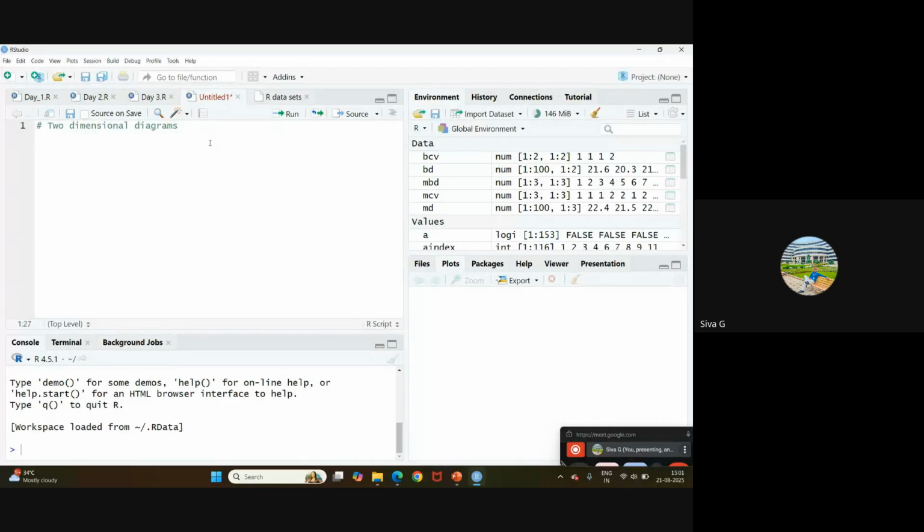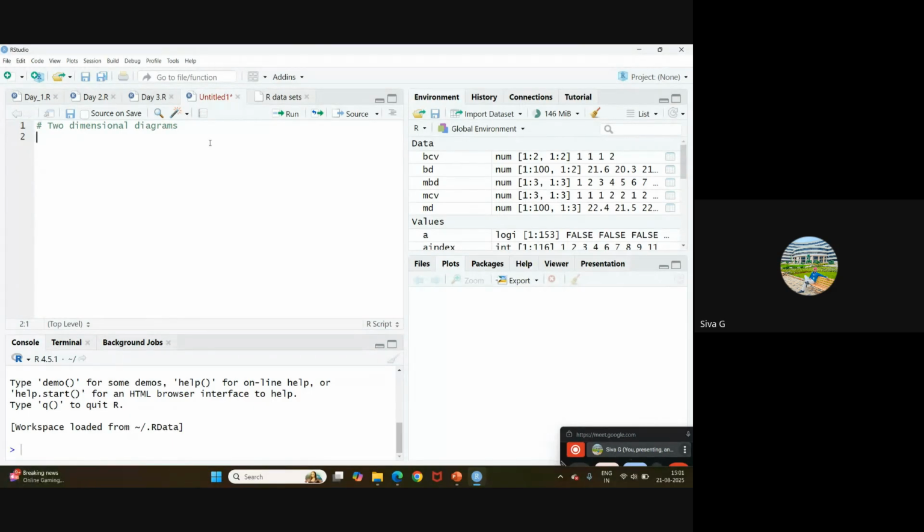Generally, whenever we are discussing two-dimensional diagrams, many people get the idea that if you want to represent the data in two dimensions, mostly we will draw a scatter diagram. That is mainly useful to understand how the data is scattered. With this scatter diagram, we can understand what the relationship between two variables is, what the pattern of the relationship is, either increment or decrement. So what type of relationship exists between two variables, we will come to know easily.